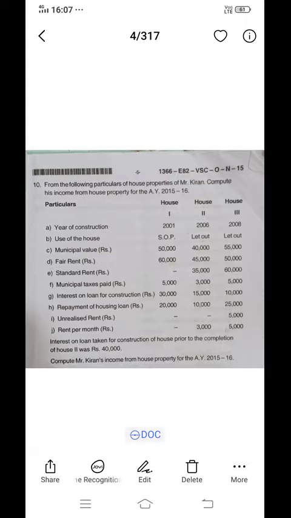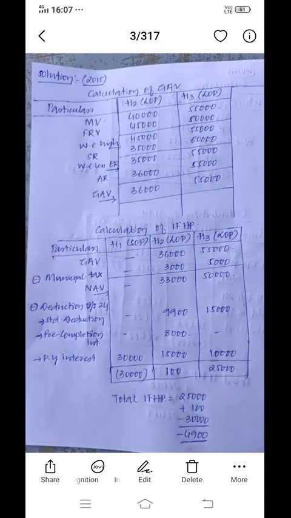Pre-completion interest is given only for the second house. That is 40,000. So what did I say? Pre-completion interest is allowed in 5 equal installments. You have to allow it as a deduction in 5 equal installments. So how much is it?